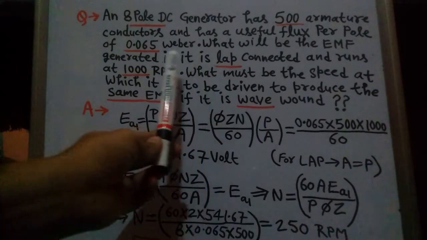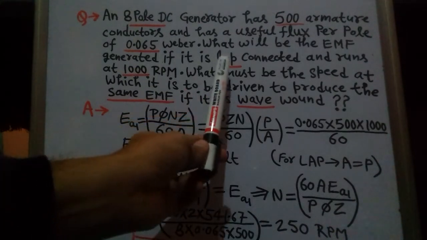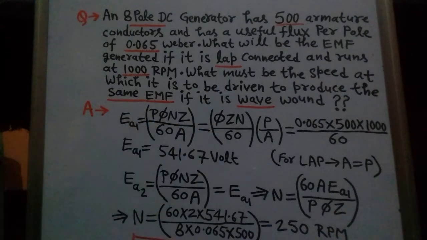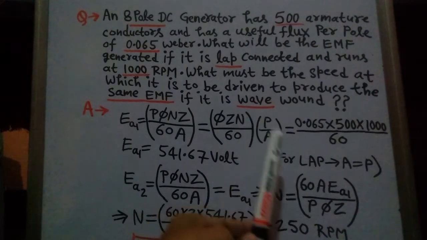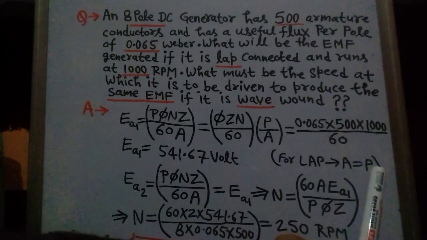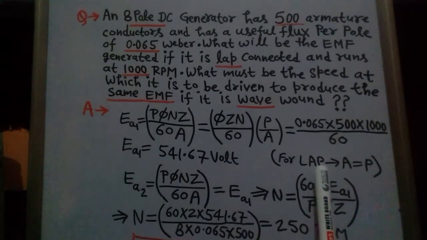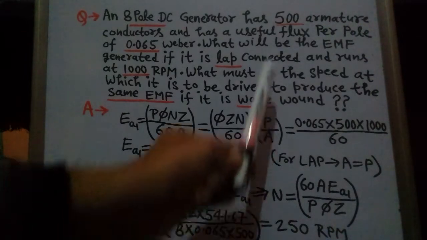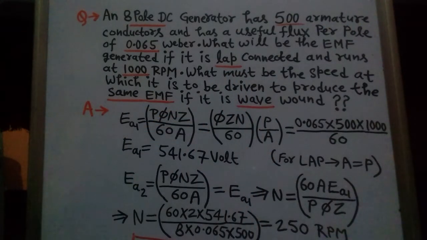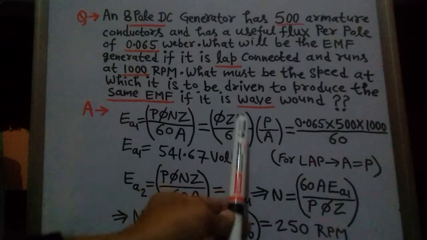Now for the very first case, he is saying that the generator is lap connected. I told you in the derivation that for lap connection, the number of parallel paths will always be equal to the number of poles in the machine. So for lap connected windings, A is equal to P, right? So P and A get cancelled for the lap connection, and finally you are left with phi Zn by 60.